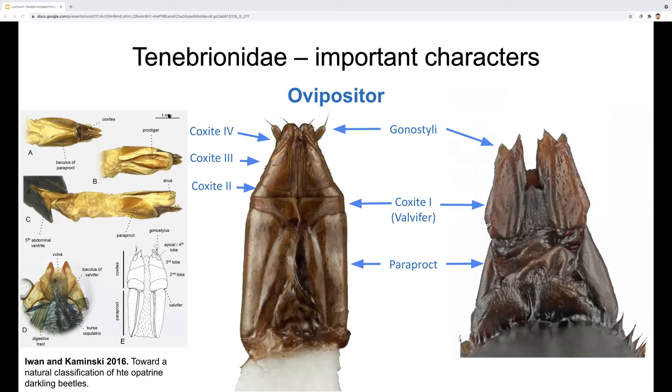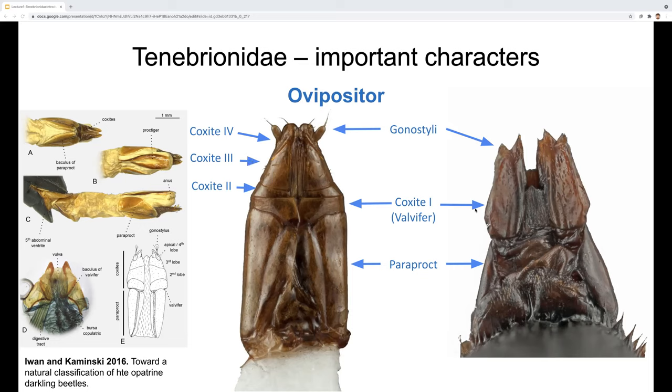Okay, the ovipositor is an incredibly important character for classification. We'll be talking about this because a lot of the tribes are defined this way. Of course, it's not great if you have a single specimen, and especially if that specimen is a male, to know what group it belongs to. But there are a number of characters associated with the ovipositor, right? We have the paraproct of the ovipositor, usually a long tube-like structure. And then you have the end bit, which is called the coccyte, or the coccytes. We have a right and a left one.